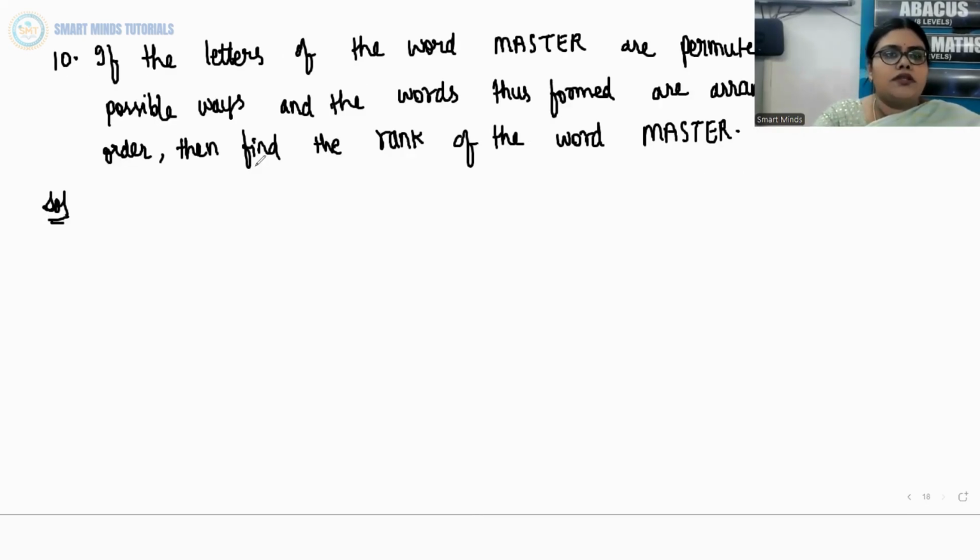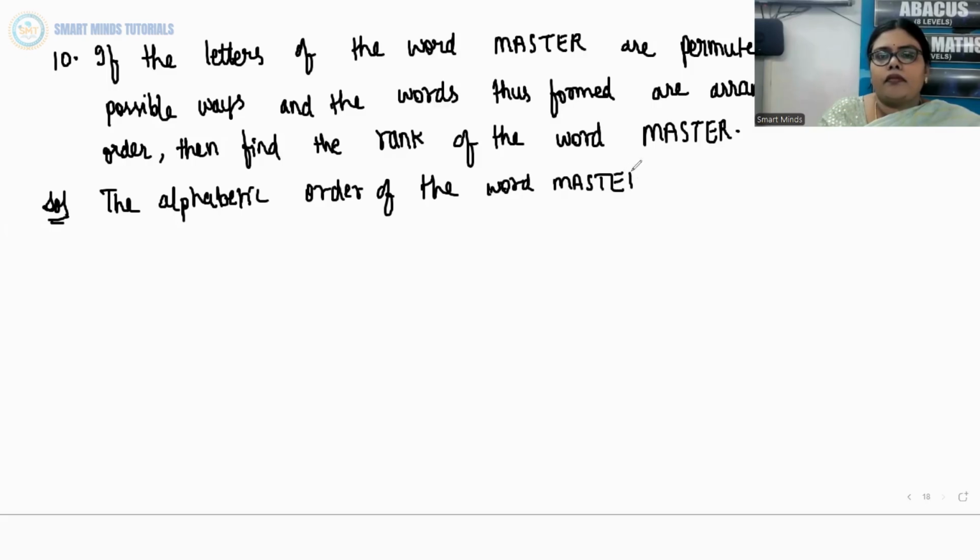Take the next question. This is the most probable question. If the letters of the word master are permuted in all possible ways and the words thus formed are arranged in a dictionary order, then find the rank of the word master. So first let us write the alphabetical order of the word master. Is A, E, M, R, S, T.